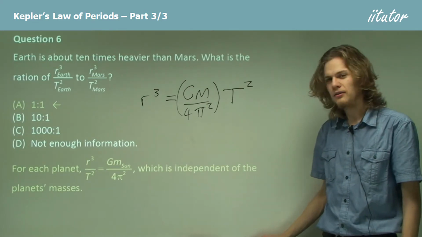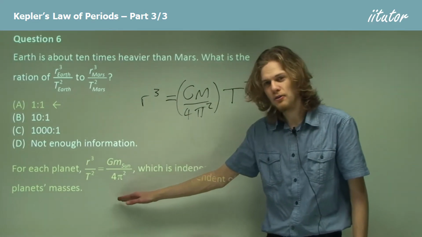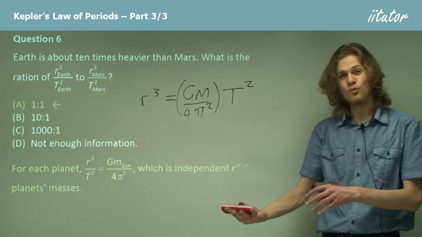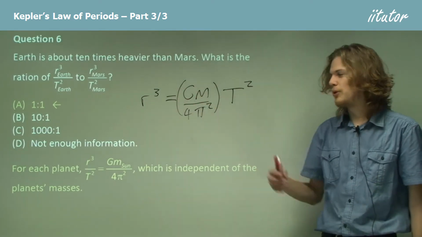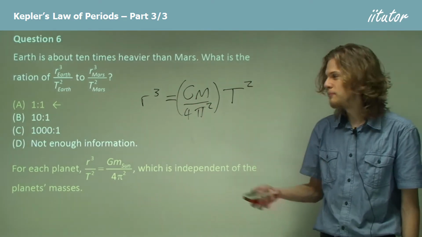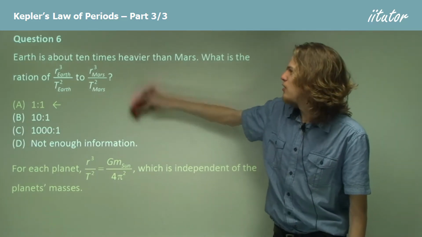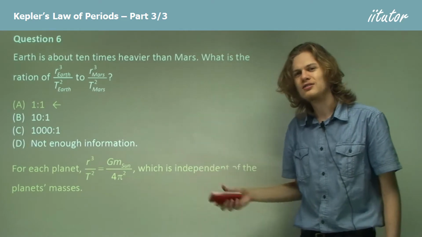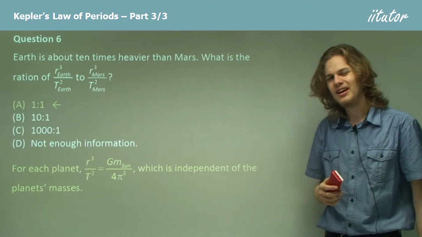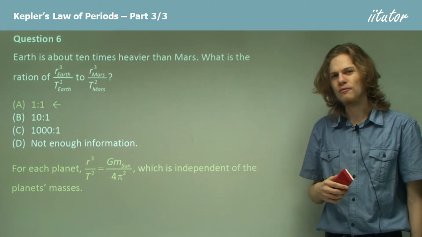So for each planet, this will have the same value, which means that if we look at the ratio of these two expressions, it'll be 1 to 1. The fact that Earth was 10 times heavier than Mars was in fact a red herring. It had no effect on the question whatsoever.